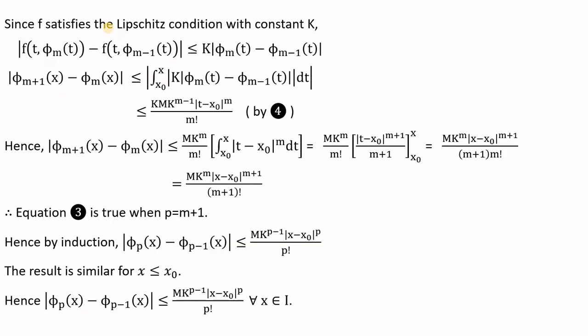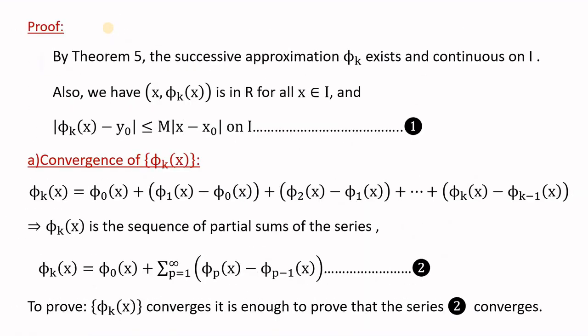So now we will enter into the proof of this theorem. We are writing φ_k(x) as like this. This φ_k(x) is the sequence of partial sums of the series given by equation number 2. So to prove this sequence converges, it is enough to prove that the series converges.